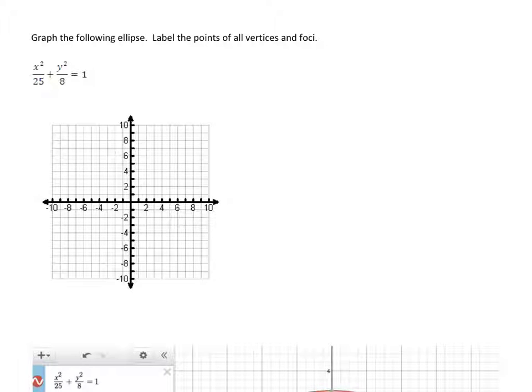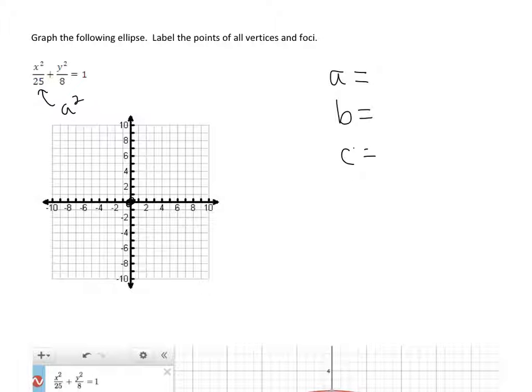Okay, now that we've written an equation based on some information of an ellipse, let's see how to graph them based on an equation. So we have our equation x squared over 25 plus y squared over 8 equals 1. So we know these are still centered at (0, 0). So there's our center. And so the easiest way is to pick out what is A, what is B, and what is C. And we can get A and B from the equation pretty easily, because A squared is always the bigger of the two numbers.